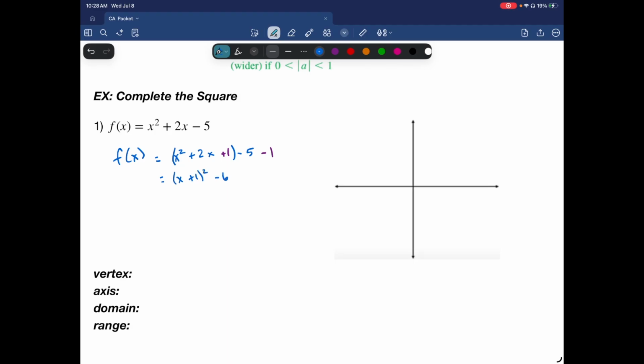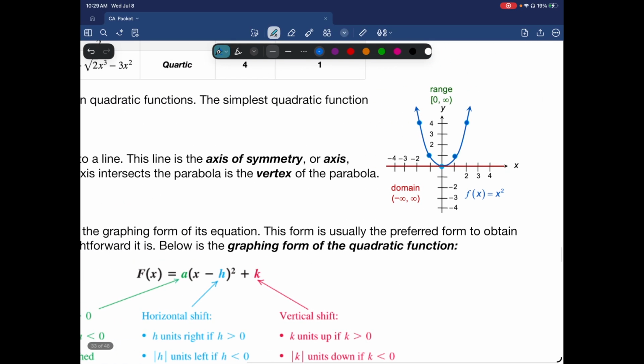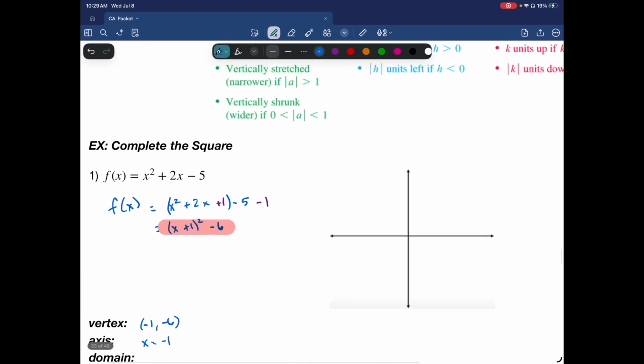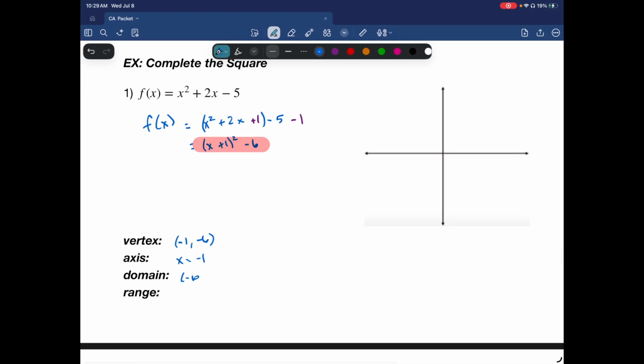So my vertex is going to be negative 1, negative 6. My axis is going to be x equals negative 1, because remember, the line of symmetry, or the axis of symmetry, goes directly through the vertex, and we're going to use the x value. My domain is all real numbers, and this comes from the fact that up here it says domain is all real numbers. So my domain is negative infinity to infinity.